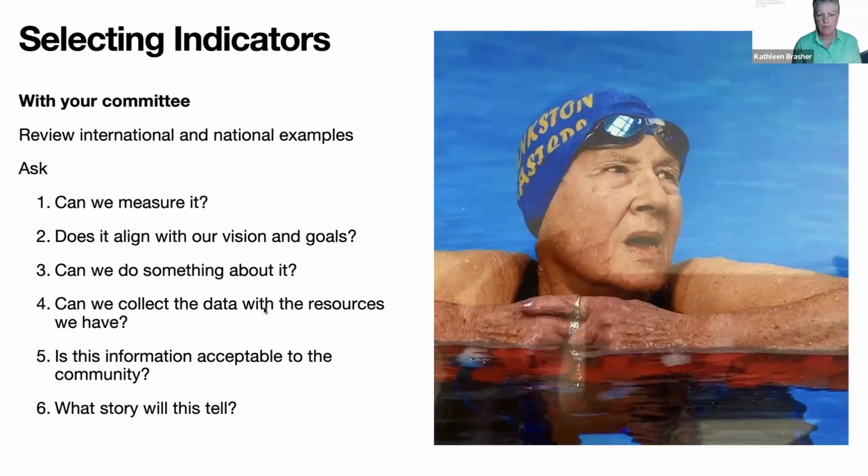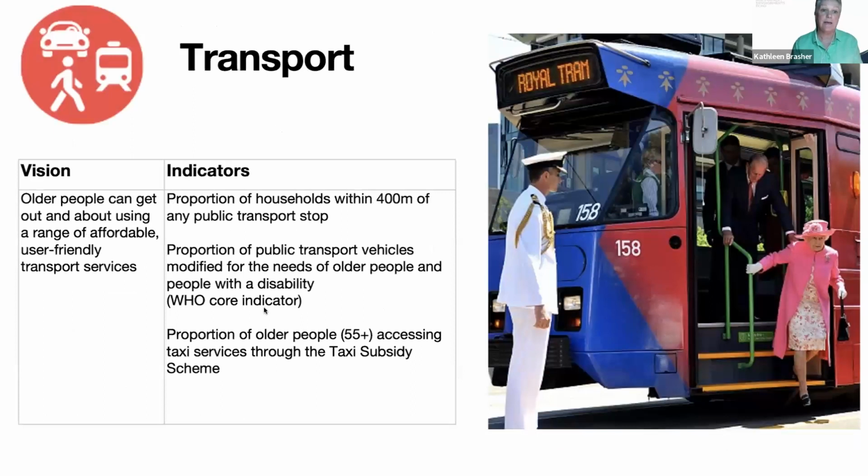And it's really important because indicators are not neutral. So they need to be acceptable to your community, and they need to align with the principles and the values of your work. And so in Natalie's plan, transport was a priority.